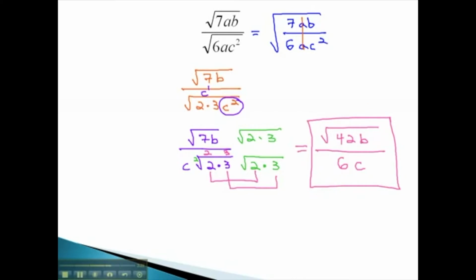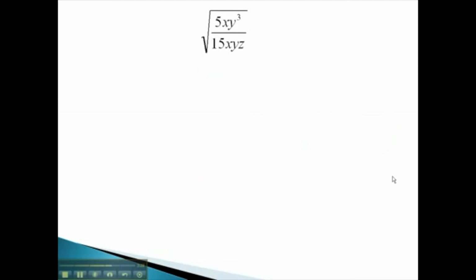Let's try another example where we rationalize the denominator and simplify the fraction. In this problem, you can see that 5 and 15 reduce, leaving a 3. The x's divide out completely. And the y divides with the y cubed, leaving y squared when we subtract the exponents. We now have the square root of y squared over the square root of 3z. Again, we can simplify the y squared, pulling it out of the radical as simply y. Y over the square root of 3z.